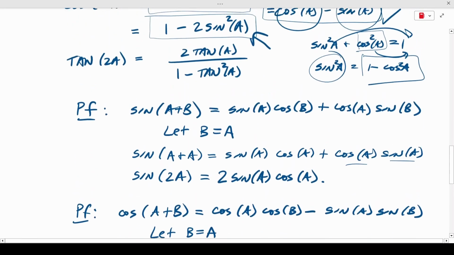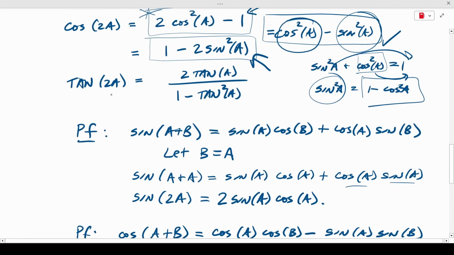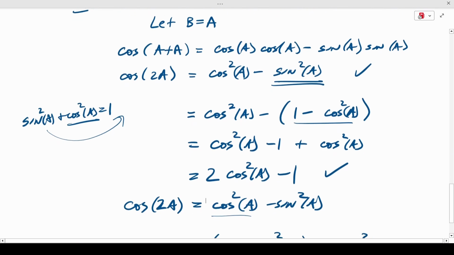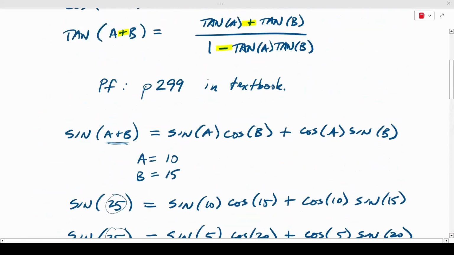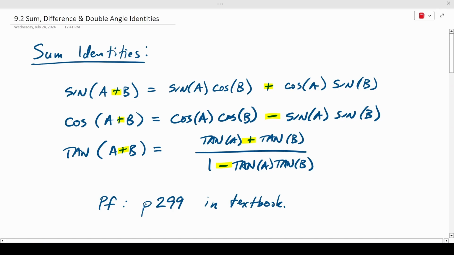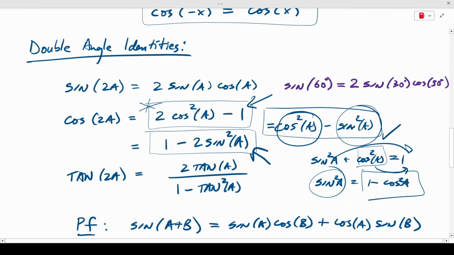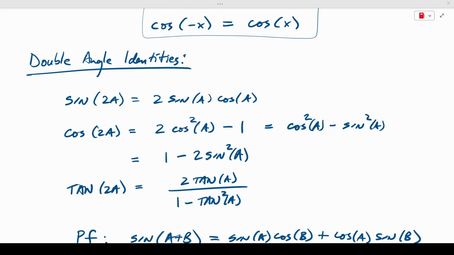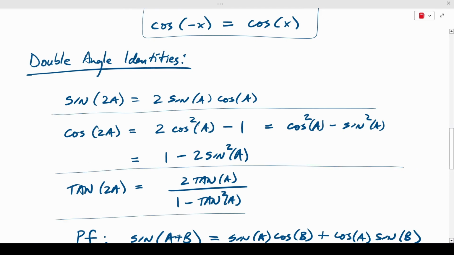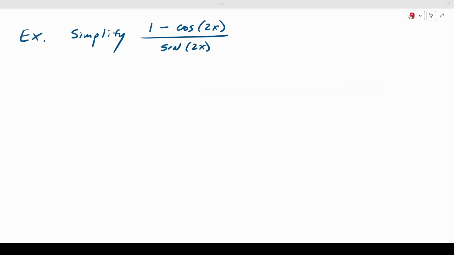So now we could also prove the tangent double angle formula, again using the sum identity. I'm not going to do that one here. If you want, you could try that one out. That would be good practice. And there we have it. So we have now 3 sets of new identities: the sum identities, the difference identities, and the double angle identities. And in the case of the double angle identities, we have 3 different forms that we like to use for cosine of 2a.